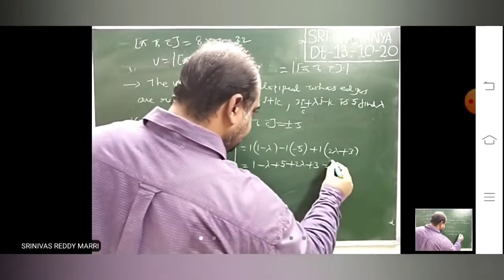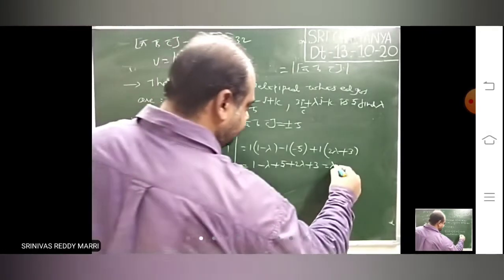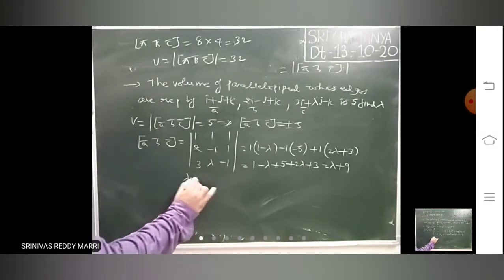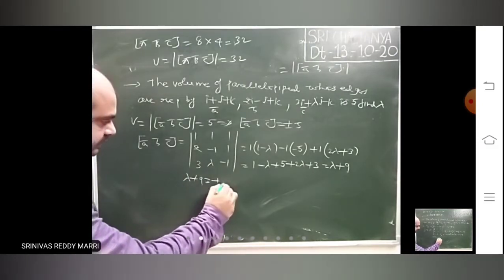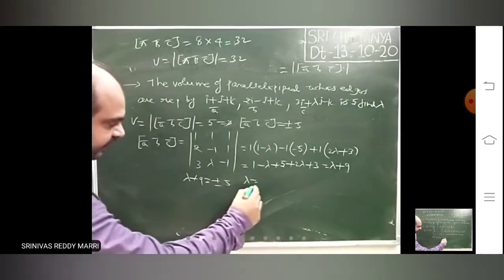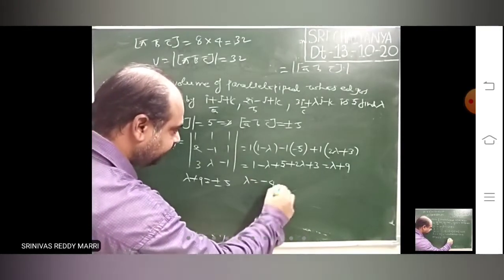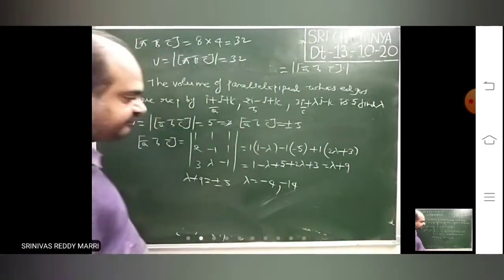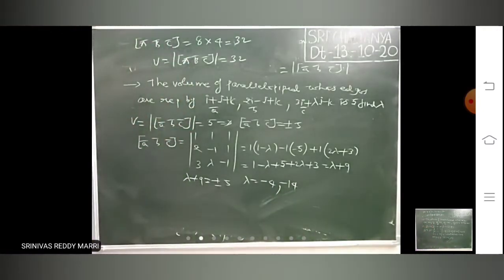That means you will get lambda plus 9. So lambda plus 9. Therefore, lambda plus 9 equal to plus or minus 5. So lambda is what? If you take plus 5, you will get minus 4. If you take minus 5, you will get minus 14. So these are the values of lambda.